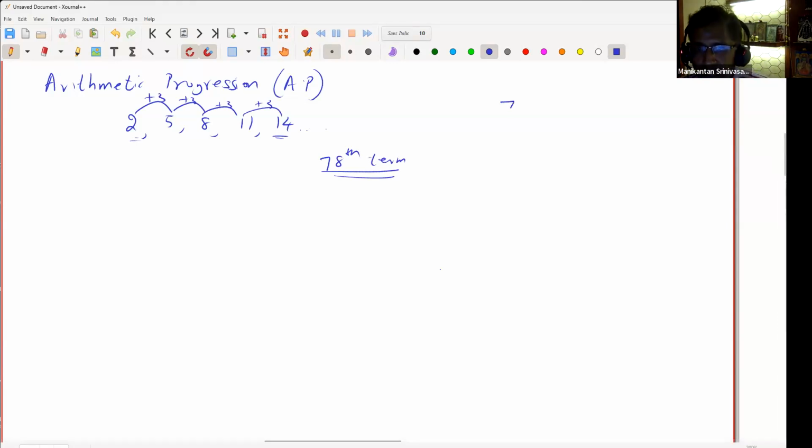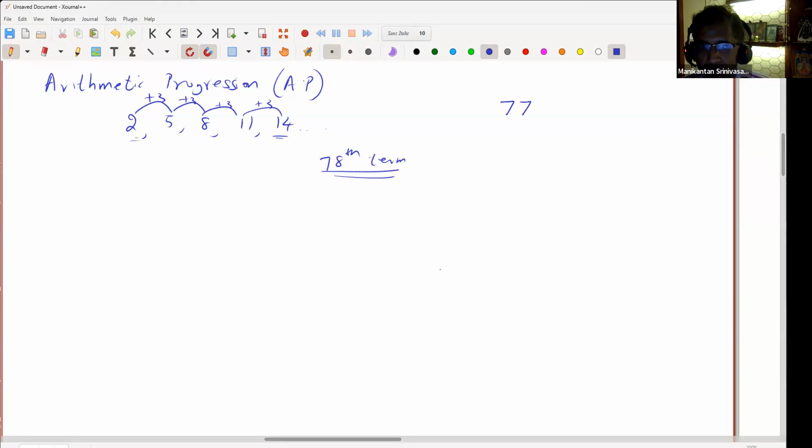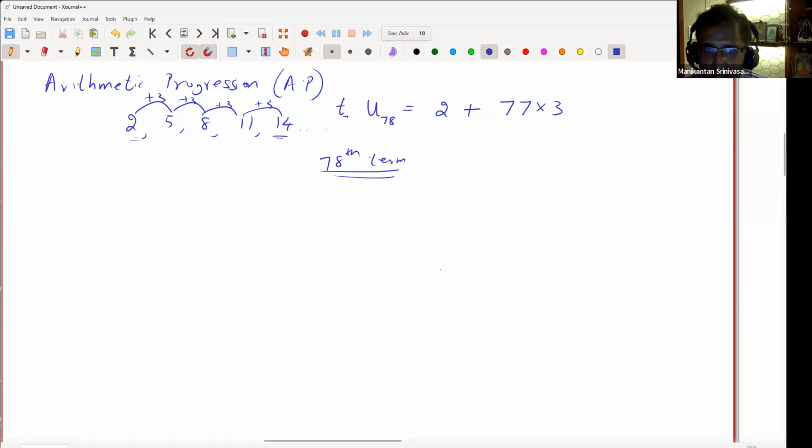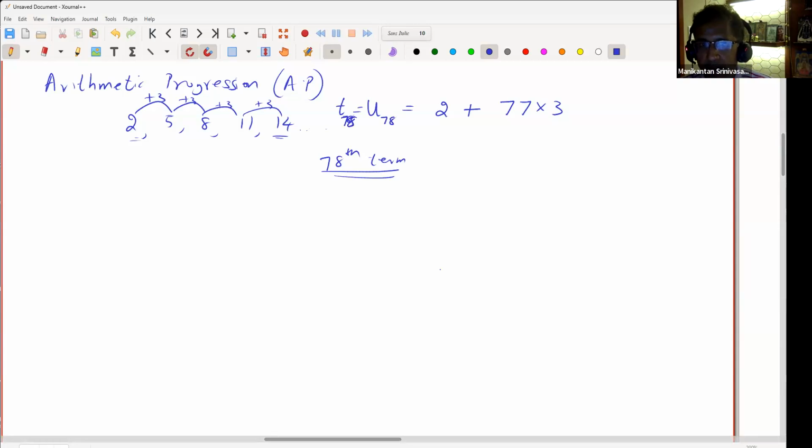So to reach the 78th term, I would take 77 hops, one less than the term number itself. And each hop is of size 3, and I'm starting off with 2. So the 78th term is 2 plus 77 hops, each of size 3. And typically this is denoted by U suffix 78, or T suffix 78. It denotes the term number. So the 78th term is typically denoted with a T or a U.